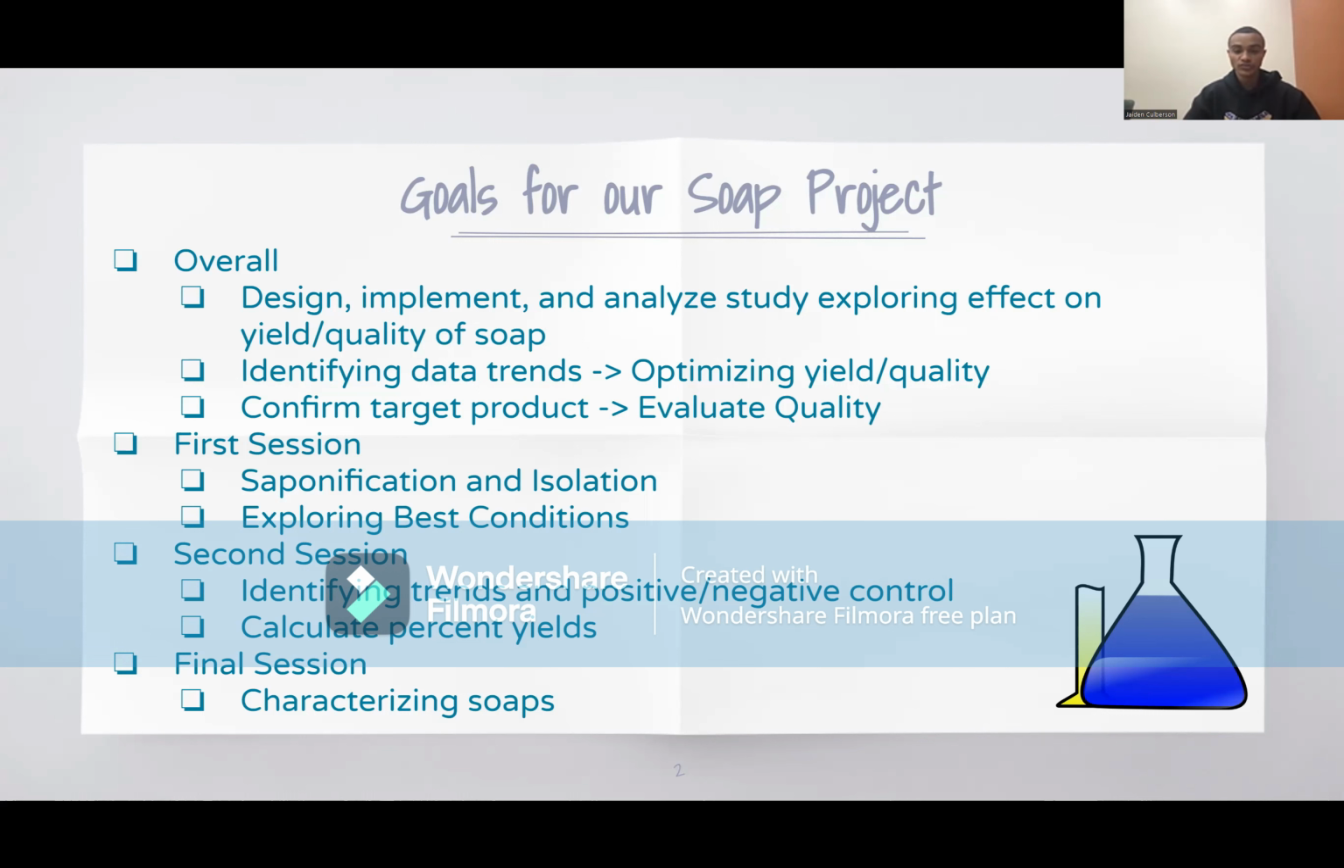In that first session, the goal was conducting the soap synthesis and isolation using a non-optimized procedure and exploring those trends to recommend the best conditions to optimize both the soap yield and quality. Then in the second session, we wanted to identify the positive and negative controls to be used to test the quality of the derived soaps, calculating the percent yields for all of the soaps, which led into our final session, which was performing the design test to characterize the soaps we created.